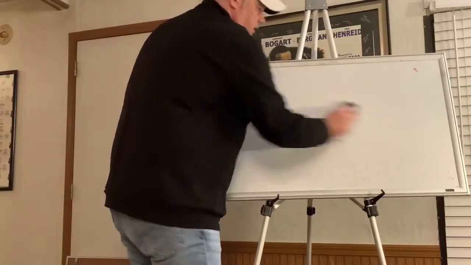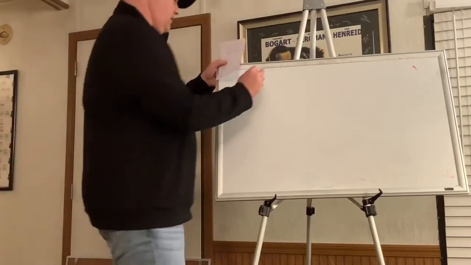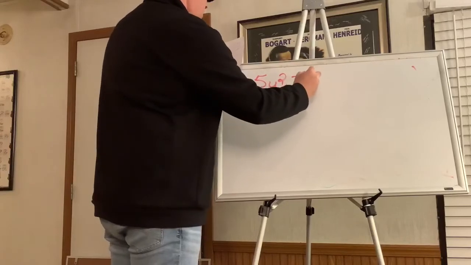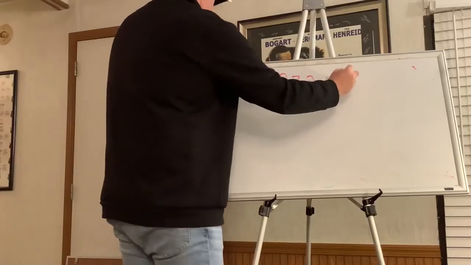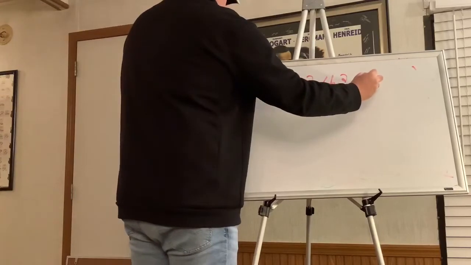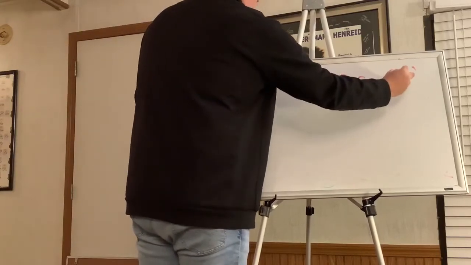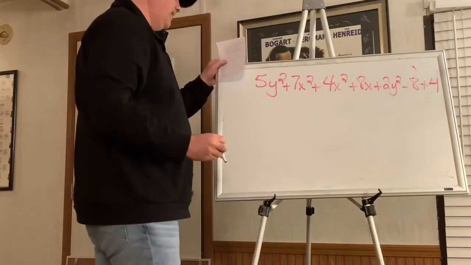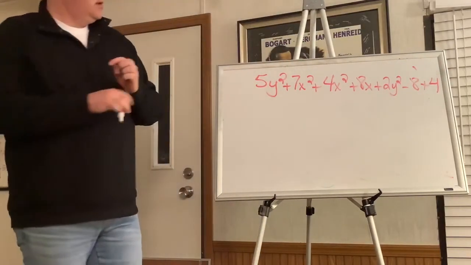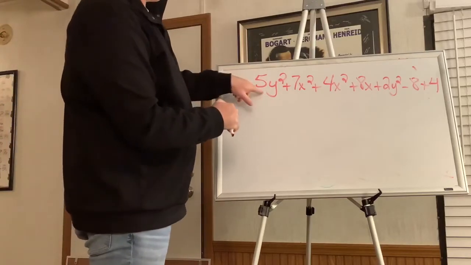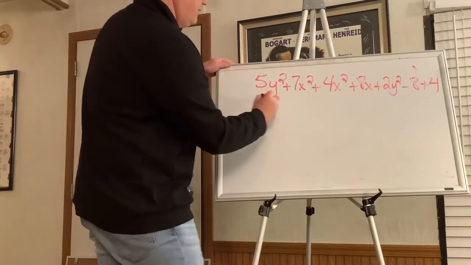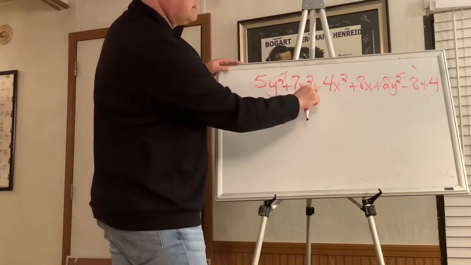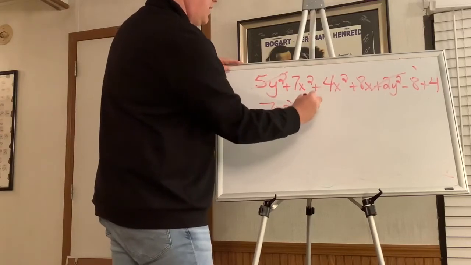And then the last one, 5y squared plus 7x squared plus 4x squared plus 8x plus 2y squared minus 8 plus 4. Okay? Got a lot going on there, but I'm going to look for any other y squareds. 5y squared and 2y squared is 7y squared. 5 plus 2 is 7. And then 7x squared plus 4x squared is positive 11x squared.